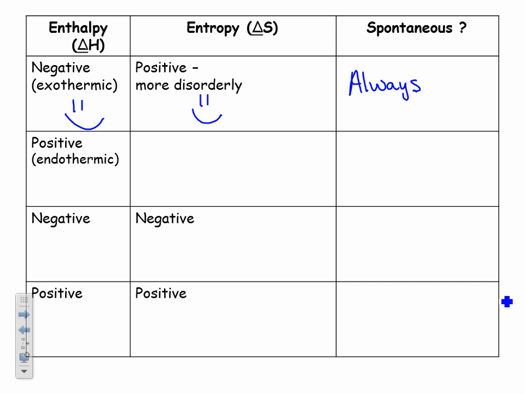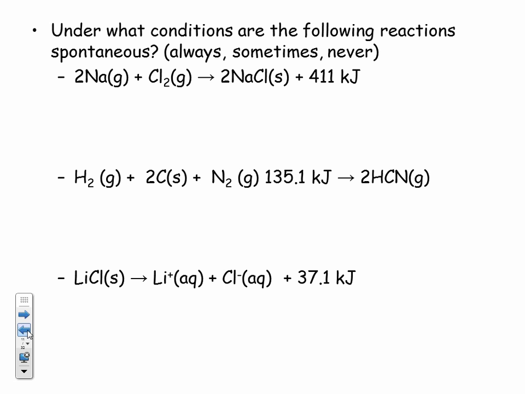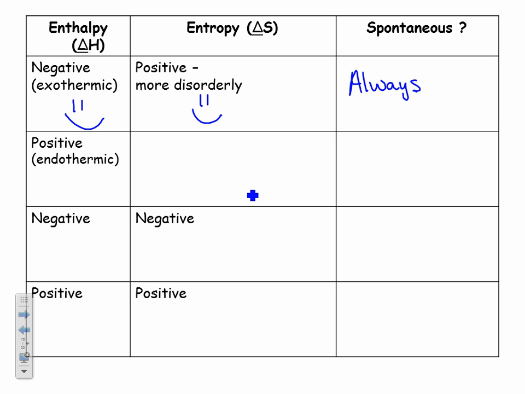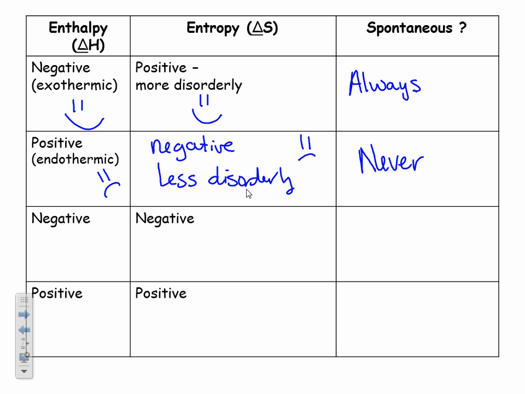If we have a system that's got a positive enthalpy and a negative entropy, meaning that it's getting less disorderly, then both of these conditions are unfavorable to the universe, and the universe will never allow that reaction to happen, so it will be never spontaneous. Another way of saying that a reaction is always spontaneous is to say it is spontaneous at all temperatures.